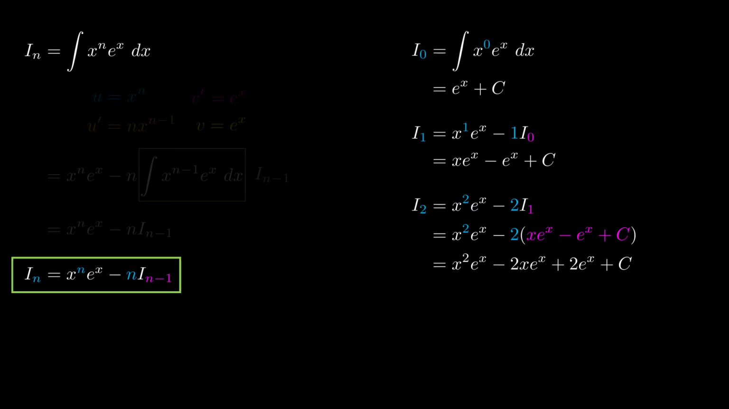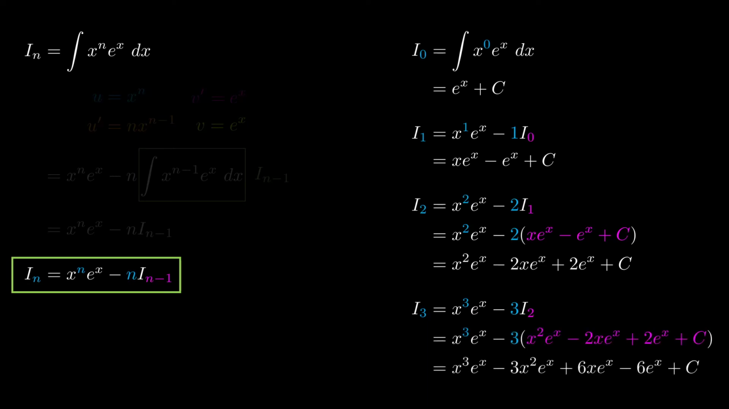Okay, and that's what we get after expanding. And so I3, if we're looking for that one, again, green box, it would be x to the power of 3 e^x minus 3 I2, right? Because it's the one before, and so we sub that into the I2, expand, and we get this to be the integral of x cubed e^x dx.